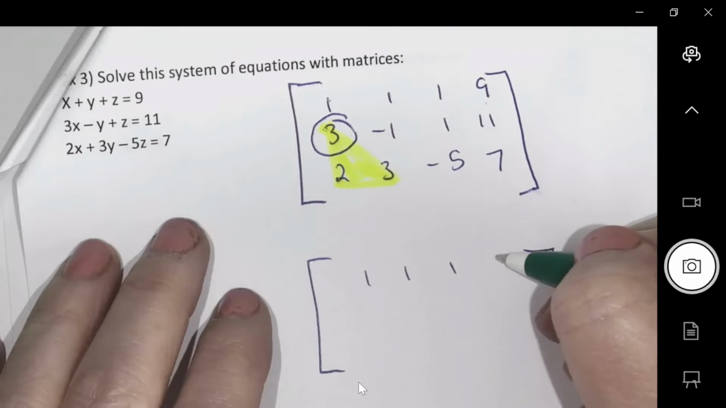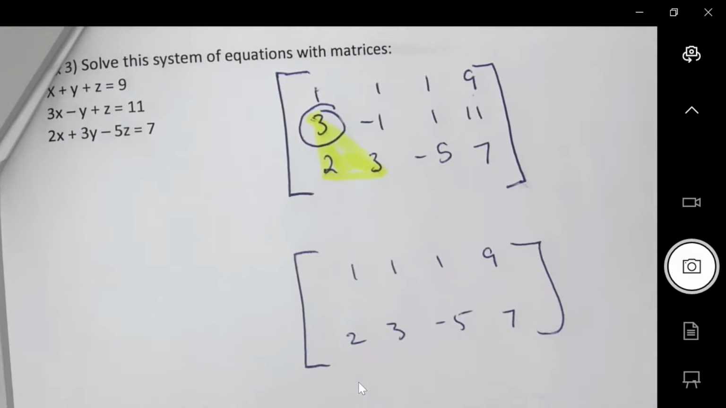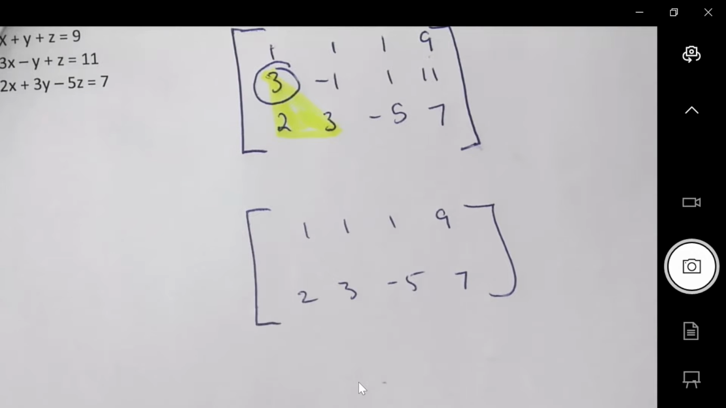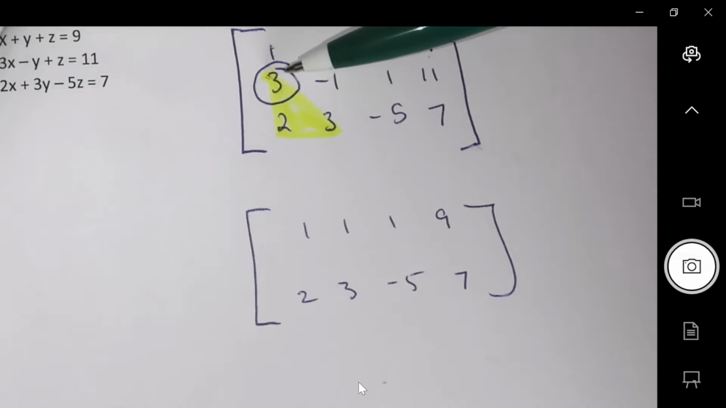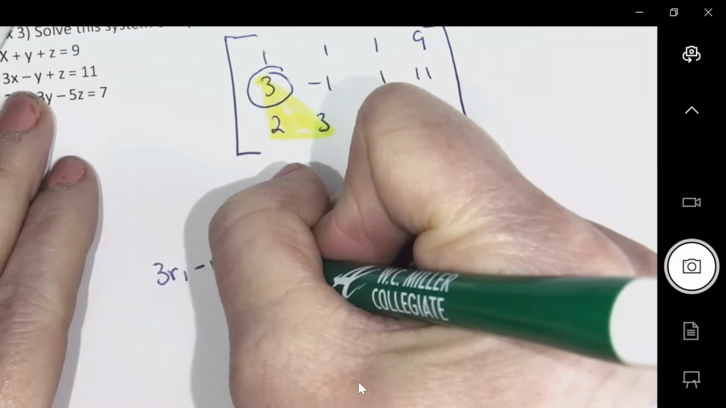So rewrite the top, rewrite the bottom. Okay, what am I going to do? I think I'm going to do this. 3 of the first row, subtract the second row. Does that make sense? 3 row 1 minus row 2.